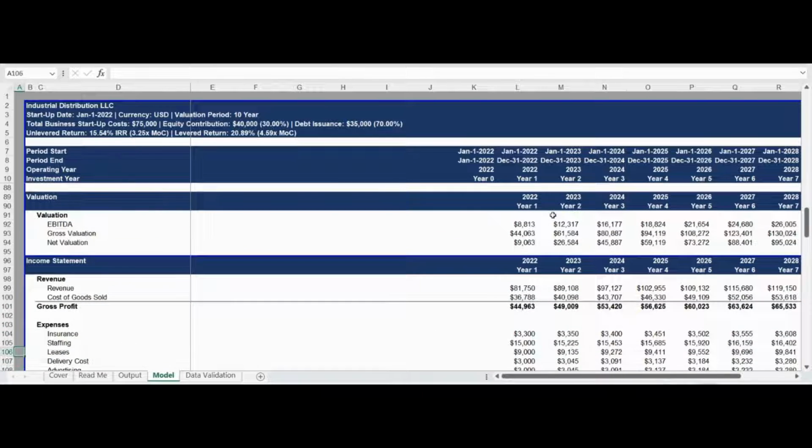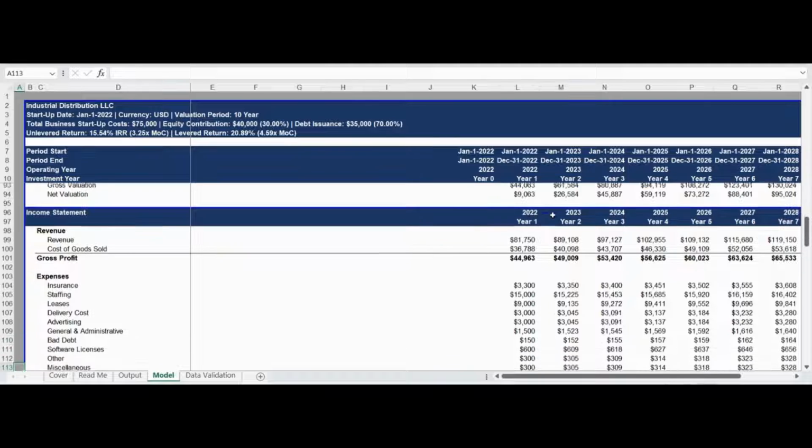The valuation section of the model presents the earnings before interest, taxes, depreciation, and amortization and calculates the gross and net valuation. The net valuation is equal to the gross valuation less the outstanding debt balance.